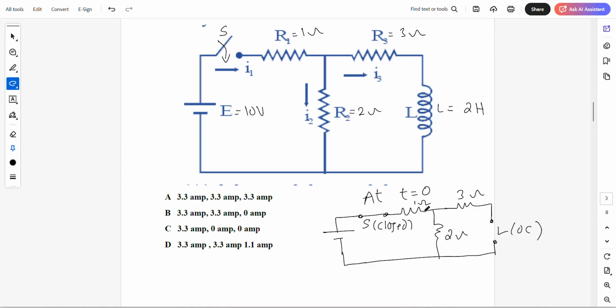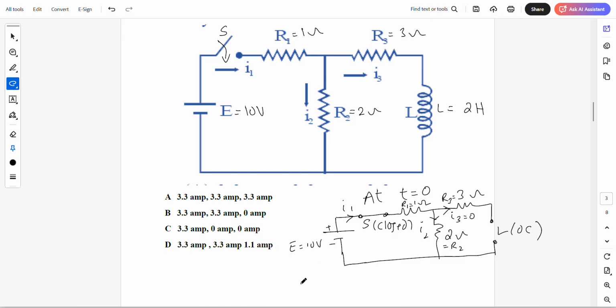Only one current will be flowing. This is I1, this is I2, and this is I3. I3 will be 0 because it is open circuited. I1 is equal to I2. E is 10 volts, R1 is 1 ohm, R2 is 2 ohm. This is R3, and this is R2.